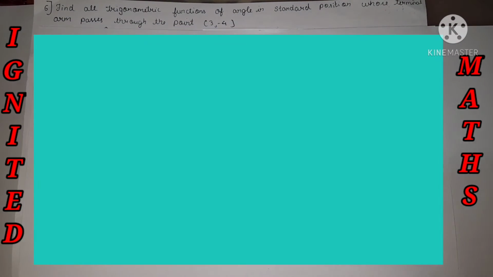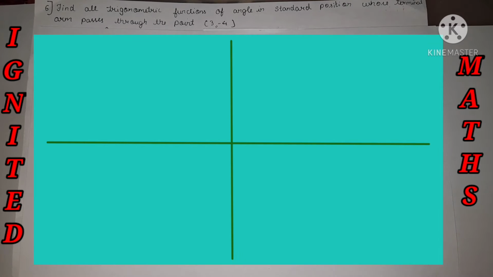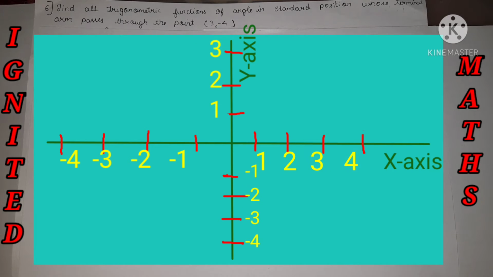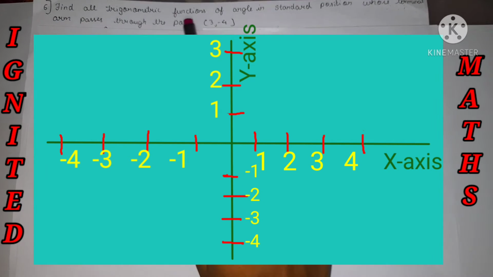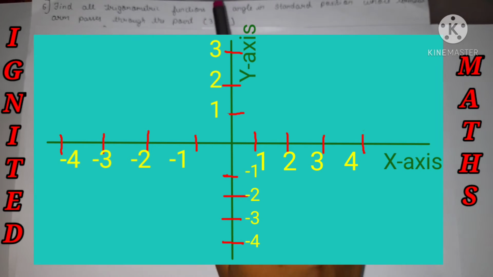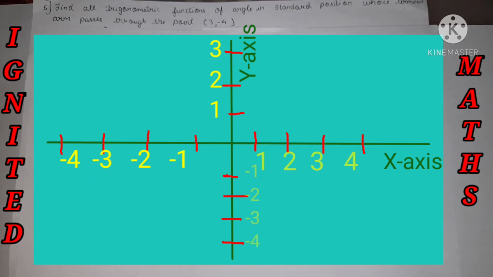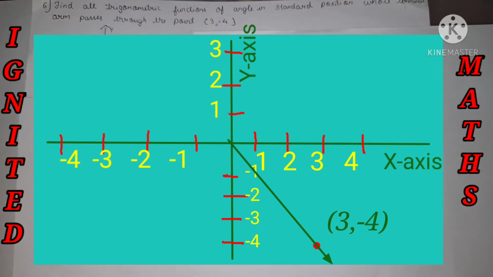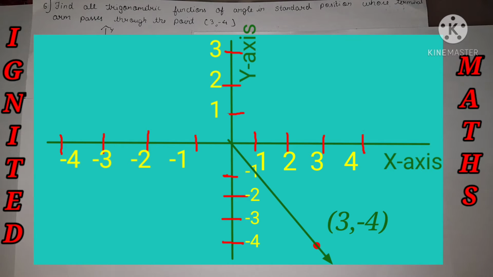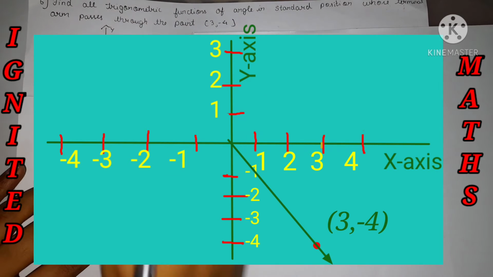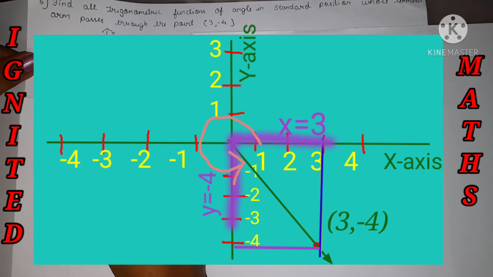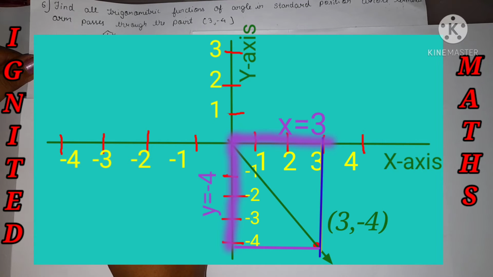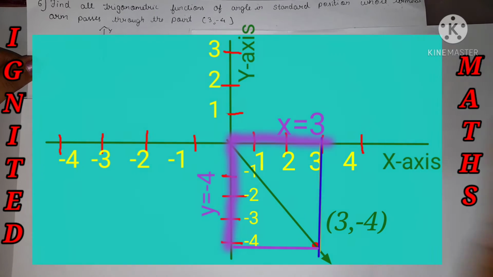If we want to work with the standard position, one important thing to note is that the Cartesian coordinate is most important, whose terminal arm passes through the point (3, -4). This (3, -4) is nothing but 3 as the x coordinate and -4 as the y coordinate. It is present in the 4th quadrant. So the angle lies from here till here, and it will be lying over here.